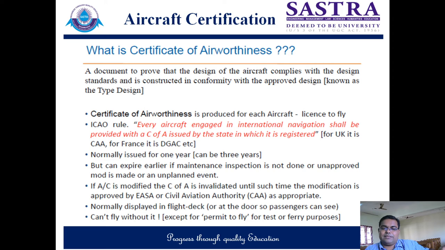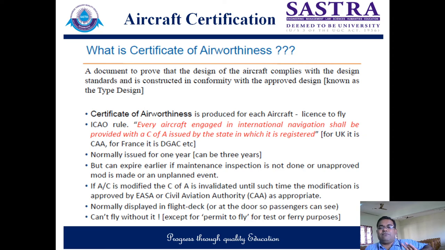For the UK it is the CAA, for France it is the DGAC, for India it is the DGCA. It is normally issued for 1 year, can be 3 years, but can expire earlier if a maintenance inspection is not done, an unapproved modification is made, or an unplanned event happens. So if an aircraft is modified, the certificate of airworthiness is invalidated until the modification is approved by EASA or the Civil Aviation Authority. Then again, you have to reapply and get the certificate of airworthiness.